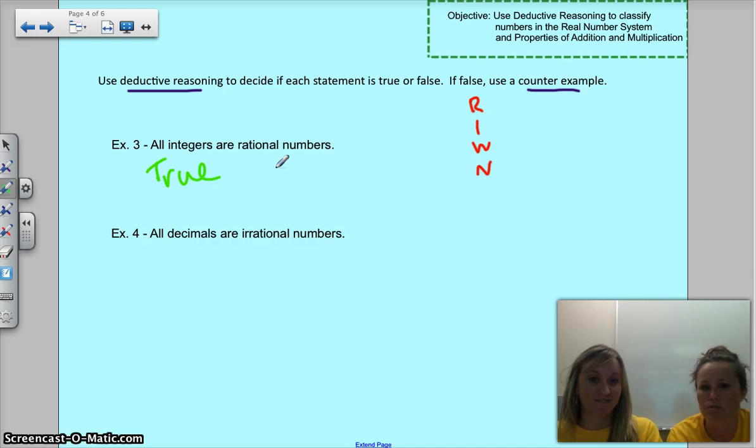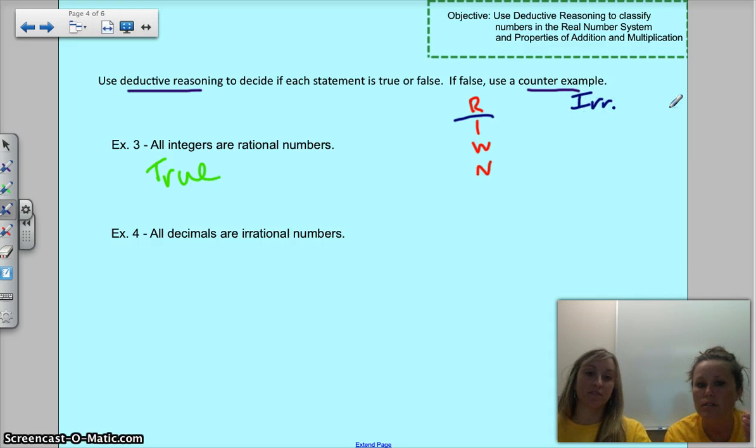Now, next one. All decimals are irrational numbers. Okay. Well, decimals stop here, right? Because an integer can't be a decimal. Correct. A whole number is not a decimal, and natural numbers aren't decimals. And I know that there are some decimals that are irrational. So that's my other category. So let's think this through.